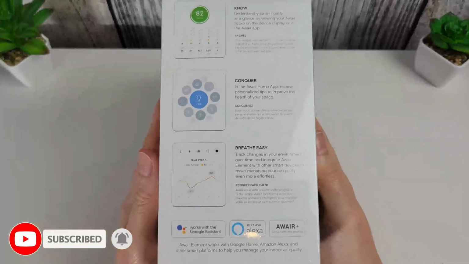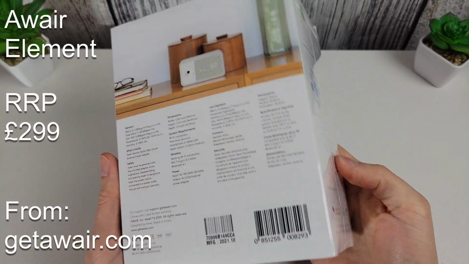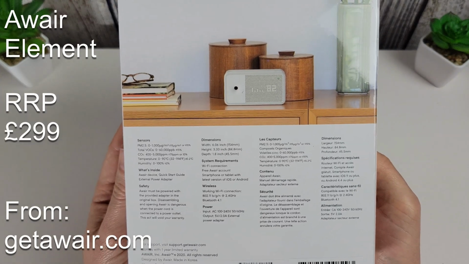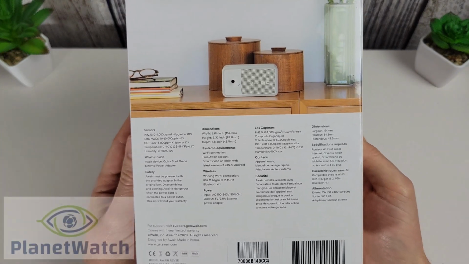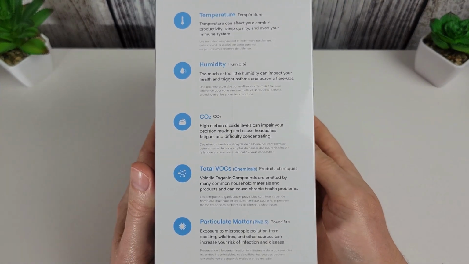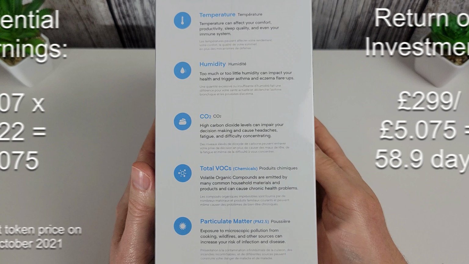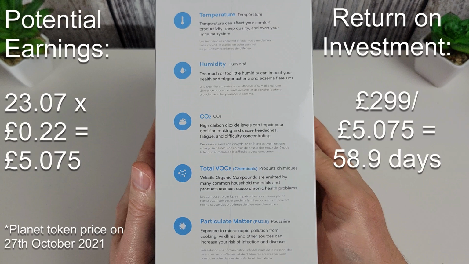So the Awair Element is an air quality sensor which allows you to monitor the temperature, humidity, CO2 and chemicals in your air. And very soon you'll be able to connect your Element up to the Planetwatch system and earn planets in return. So this is classed as a Type 4 sensor, which means you can earn 23.07 planets per day, which at the current token price of 22 pence is around £5.08 per day.